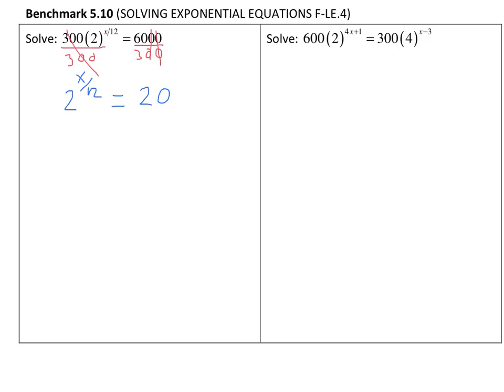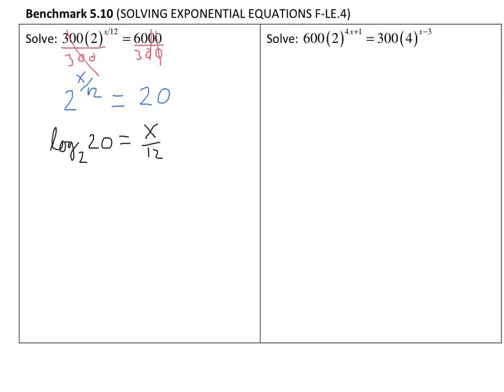Alrighty, now we have this new equation. Now, to solve this, I have no more movement. This is all by itself, so I have to somehow figure out how to solve this. So what you're going to do is create this into a log. So this is going to look like log base 2 of 20 equals x over 12. Now, how do I change that to a log? Well, remember, we switch these two and put the word log in front.